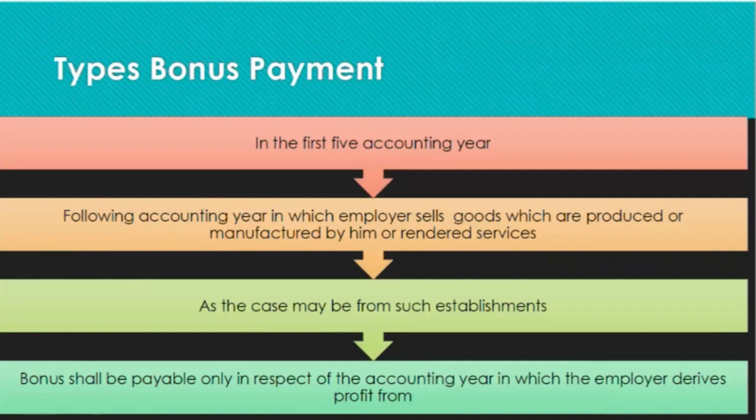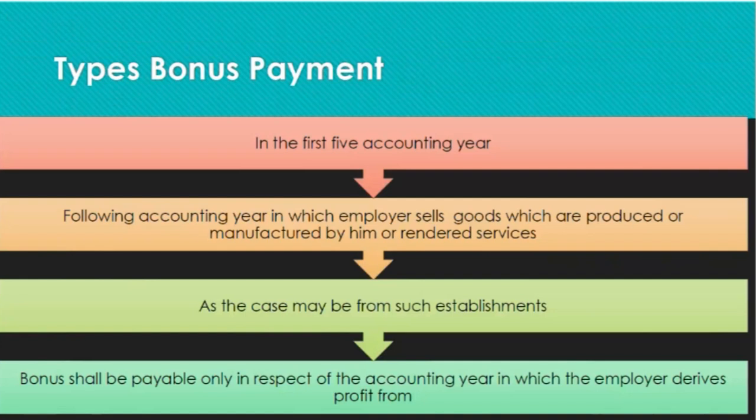As may be from such establishments, bonus shall be payable only in respect of the accounting year in which it derives profit. So in the first 5 accounting years, you need to pay bonus only if there is a profit. If there is a loss, you need not pay bonus. So only out of profitable years do you need to pay bonus in the first 5 years.